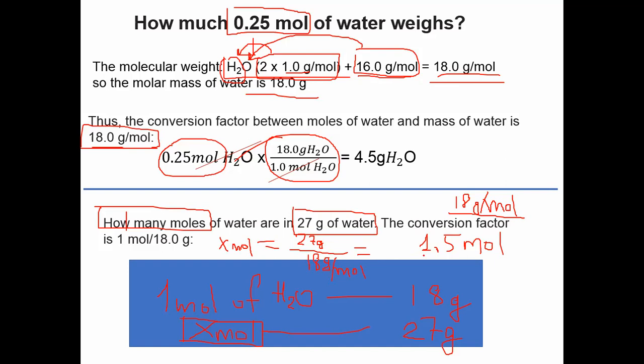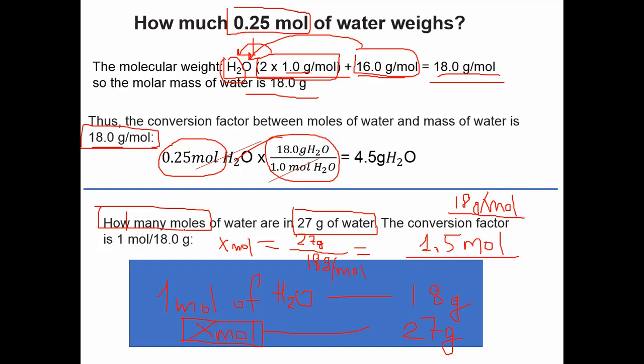1.5. Yeah, so then this number is okay. So it makes sense, right? It must be more than 1. So we got more than 1, which is 1.5 moles.